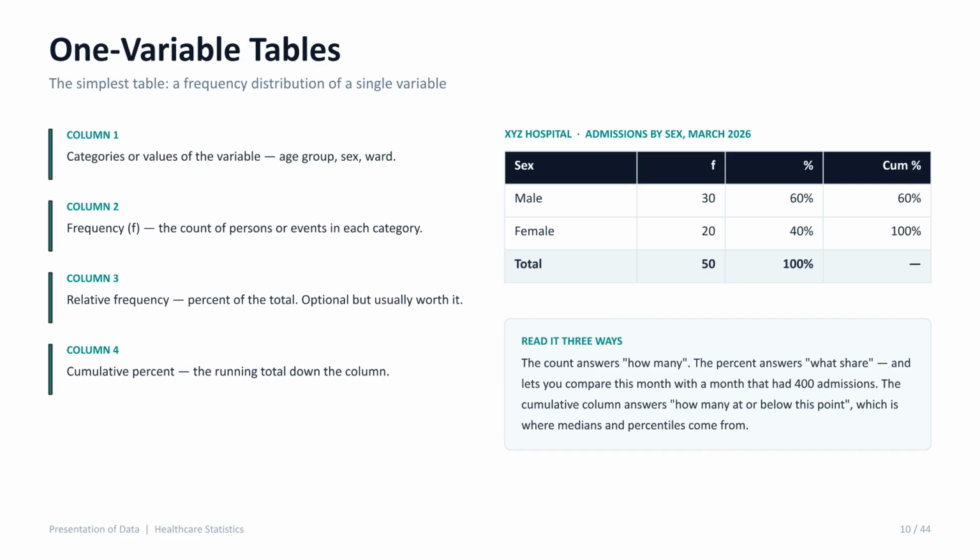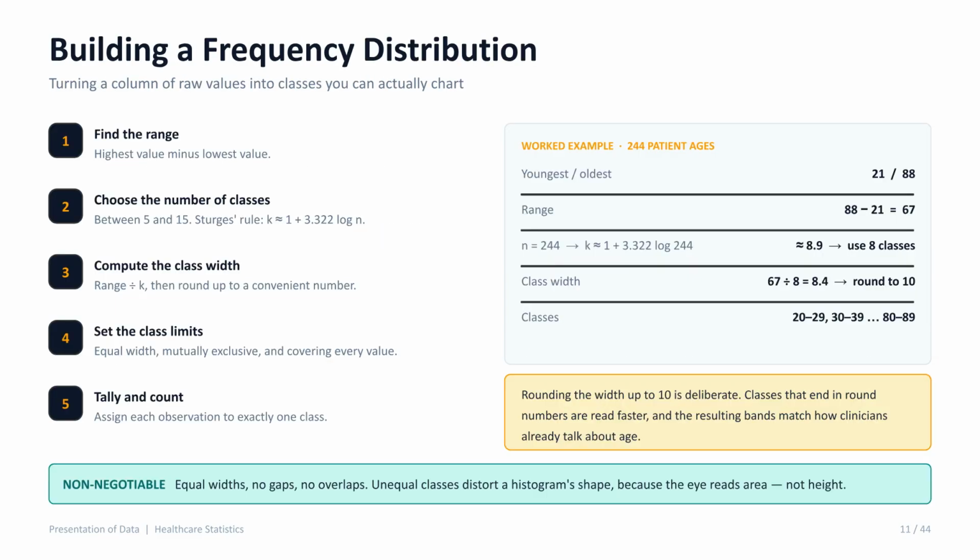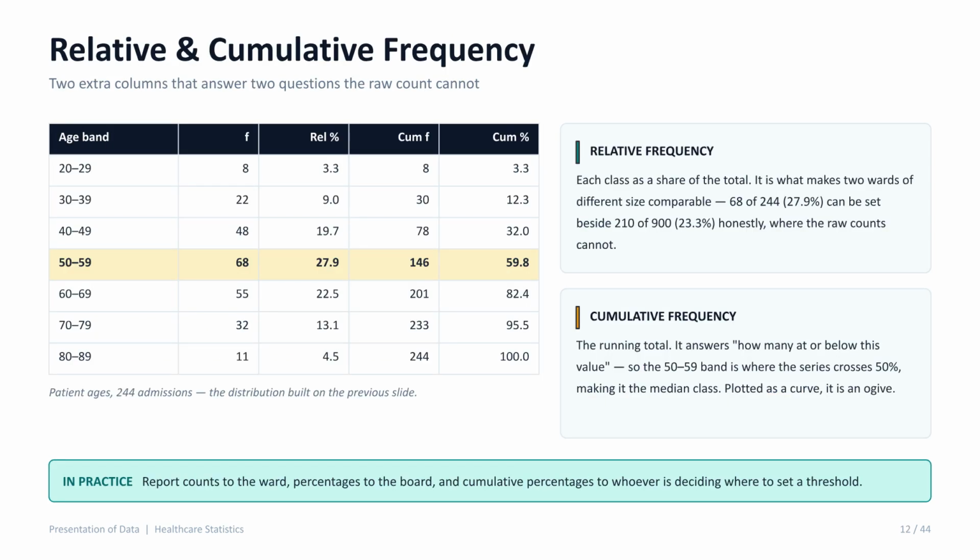For one-variable tables, we use a frequency distribution. This displays the category, the raw frequency, the relative frequency as a percentage, and the cumulative percent for a running total. To build a frequency distribution, you must find the range, determine the number of classes, calculate the class width, and set your limits. Remember, keep class widths equal to avoid distorting your data. Relative frequency allows for comparing groups of different sizes, while cumulative frequency helps identify medians. Use these tools to answer specific questions your audience may have.